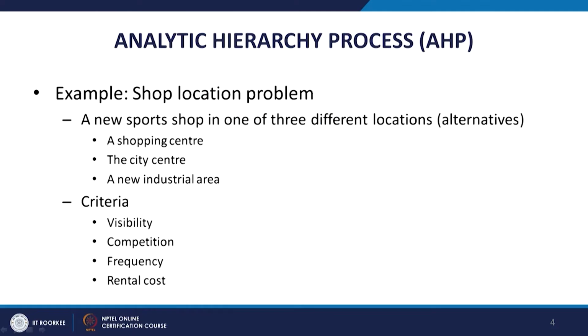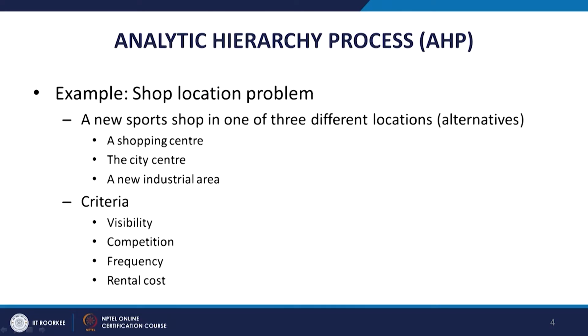So, let us discuss further with the help of this example, which is about a shop location problem. If we are looking to open a new sports shop, and we are looking to identify locations, we have a number of locations. Those are actually the alternatives where we can open our sports shop. These locations are a shopping center, city center, and a new industrial area. So, we have these three locations, and we are looking to open a new sports shop. How do we arrive at the best location for our new sports shop?